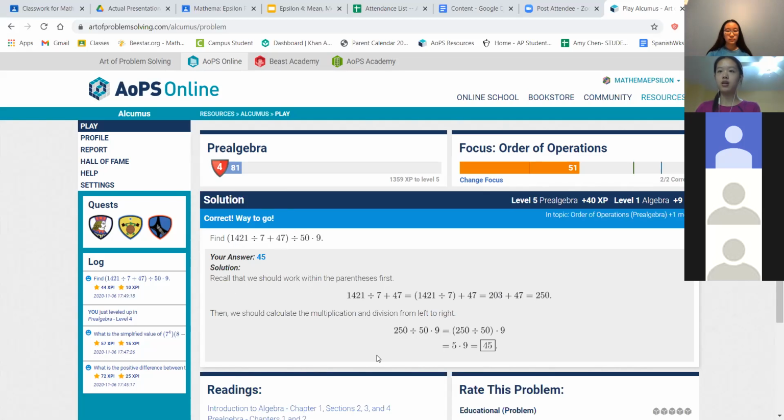So we have now 250 divided by 50 times 9. So now we work from left to right. 250 divided by 50 is 5, and then 5 times 9 equals 45. That's the answer.